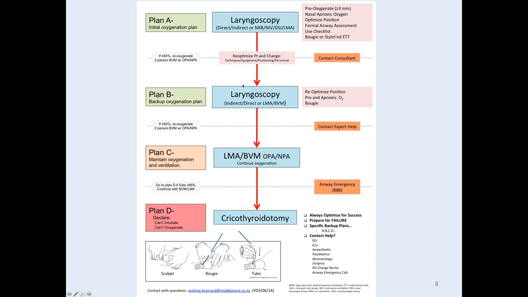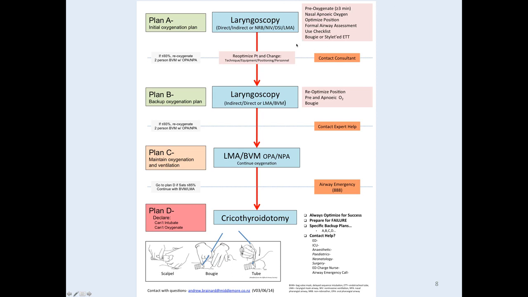If that doesn't work, they might try a different form of laryngoscopy, either direct or indirect. If that didn't work, they'd think about a laryngeal mask airway or a bag valve mask airway. And if that doesn't work, a cricothyrotomy. Again, it's plan A, plan B, plan C, plan D, with some examples: in this case, laryngoscopy, indirect laryngoscopy, laryngeal mask airway, and cricothyrotomy.